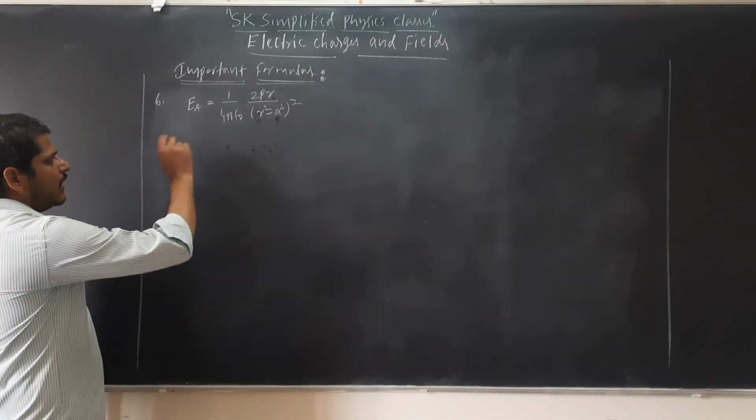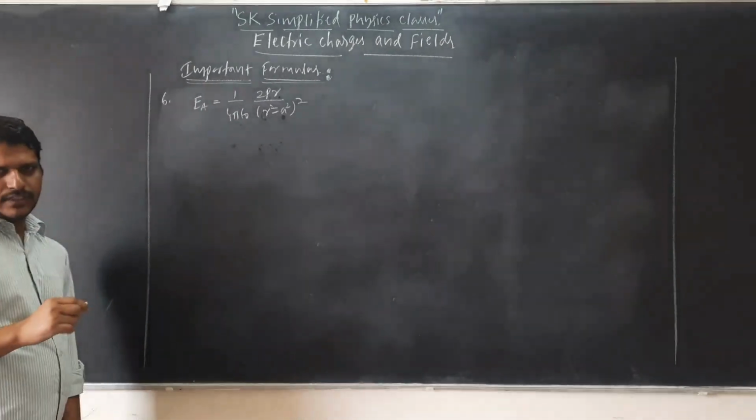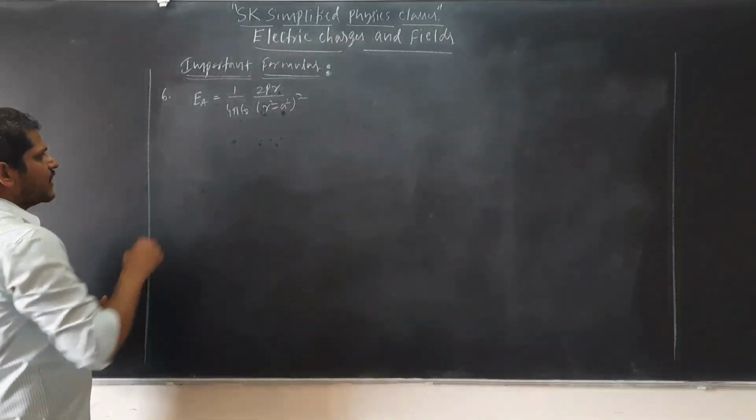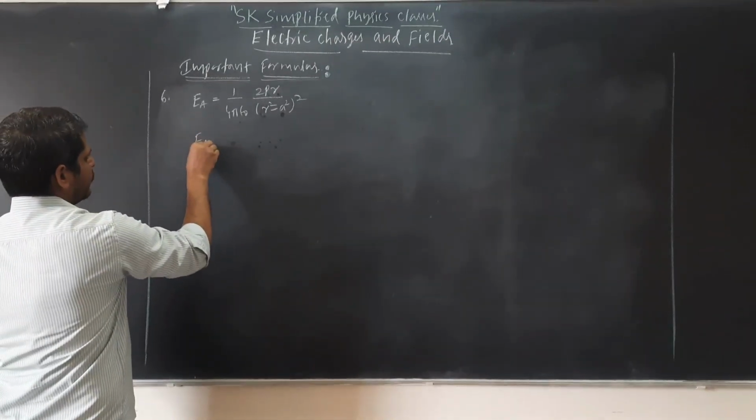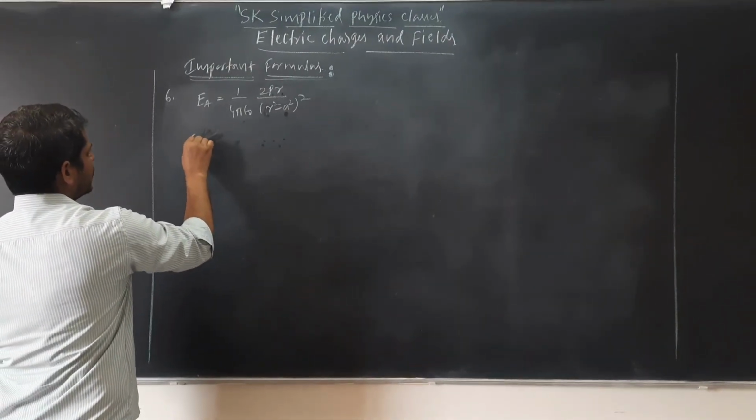This equation can be represented in vector form. So that is E_A equals, and that is for the short dipole.